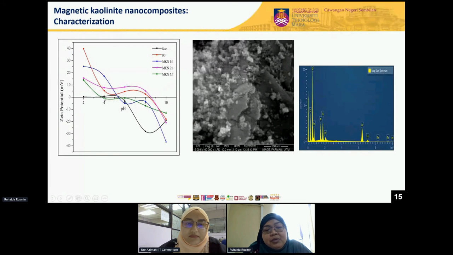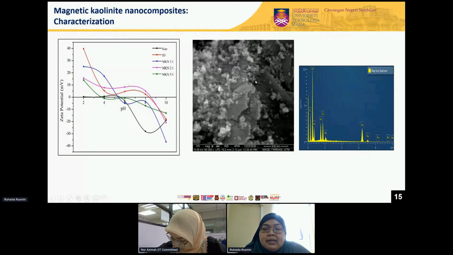The difference in the distribution of surface charge among all of these composites tells us that perhaps the agglomeration or the position of the iron oxide on the kaolinite surface may not be evenly distributed, producing a different surface charge at a different pH. So when we run the SEM, the presence of Fe, representing the iron oxide, is confirmed by the EDX.